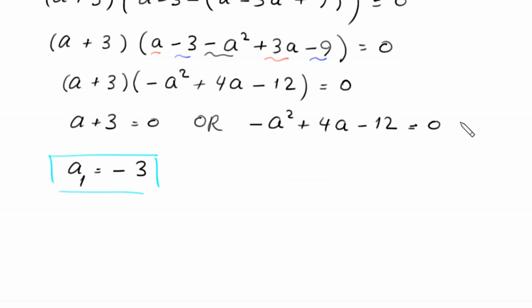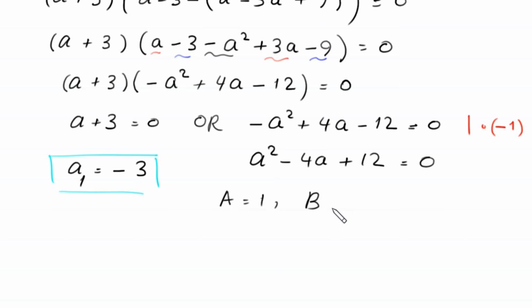First we multiply both sides of this equation by negative 1. So this negative a squared will become positive a squared, this plus 4a will become negative 4a, and this negative 12 will become plus 12 is equal to 0. Now this quadratic equation is not factorable, so we solve it by quadratic formula. In this equation we have a is equal to 1 and b is equal to negative 4 and c is equal to 12.